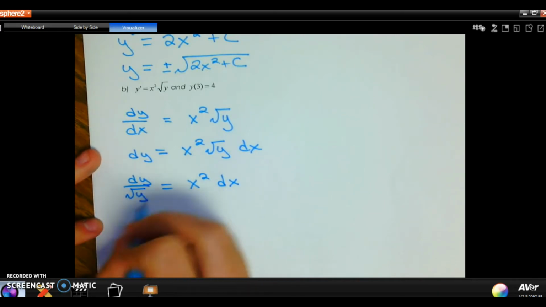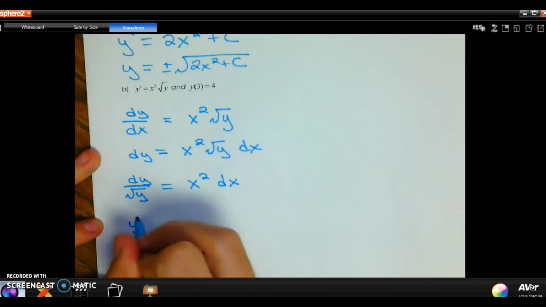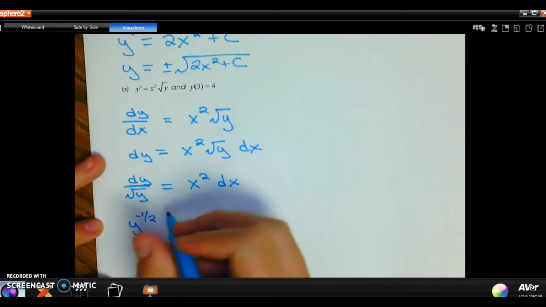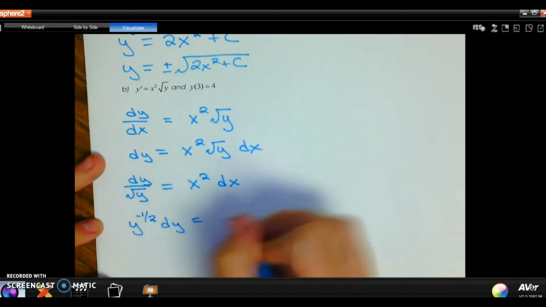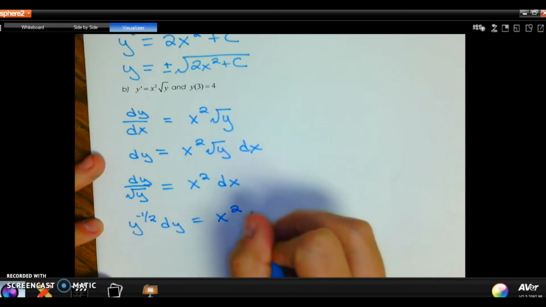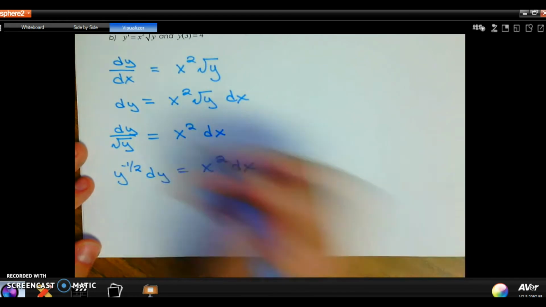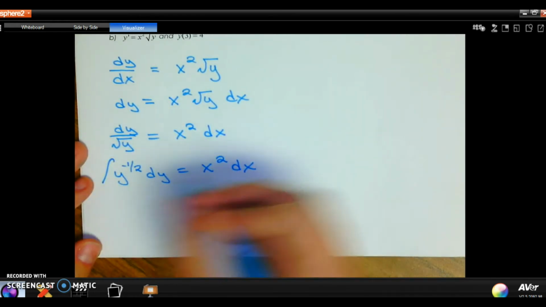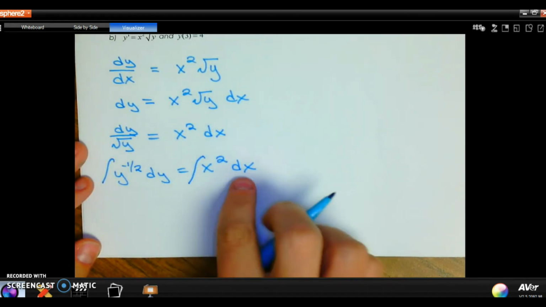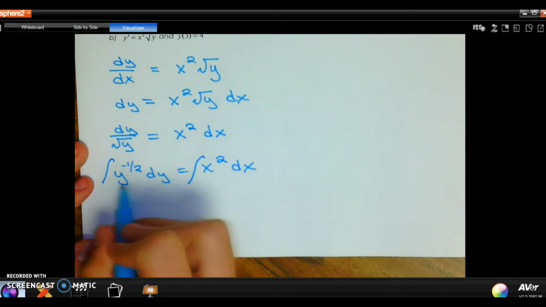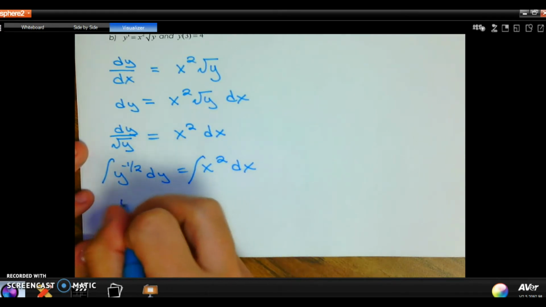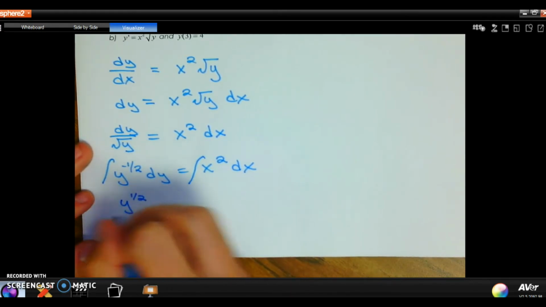So we know that this is to the 1/2 power. So if I bring it in the numerator, it's going to be y to the negative 1/2 dy equals x squared dx. And then I can integrate. So I integrate the left side with respect to y. I'm going to integrate the right side with respect to x because I got y variables and a dy on this side. So it's add 1 to the exponent, divide by that number.